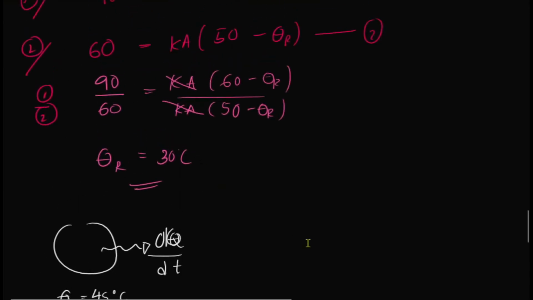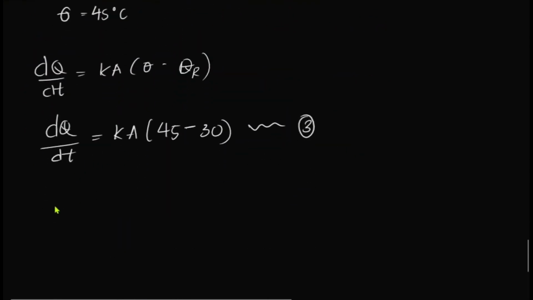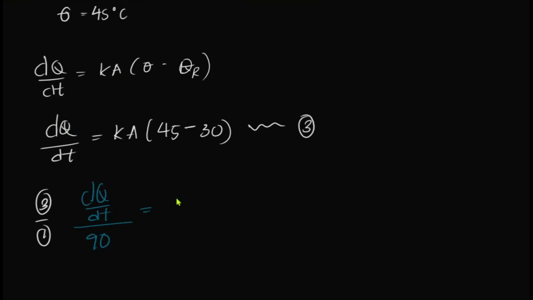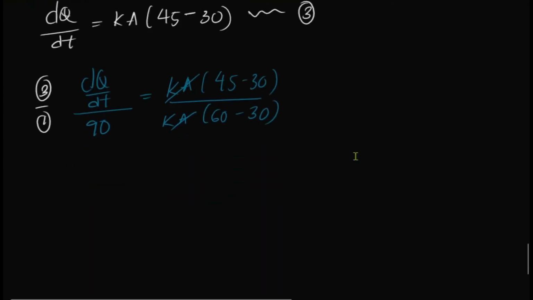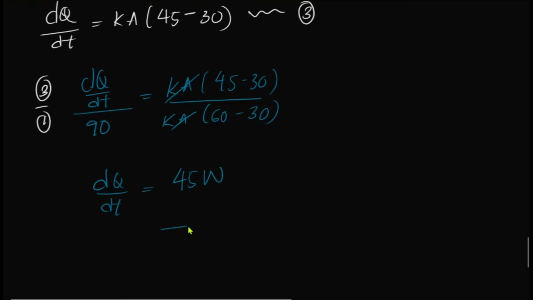So what we could do is divide the third equation by the first equation, that is dQ/dt over 90 is equal to kA(45 − 30) over kA(60 − 30). kA cancels out, and if you simplify, we get dQ/dt, the rate of heat loss when the temperature is 45, at around 45 watts. Yeah, it's going to be 45 watts.